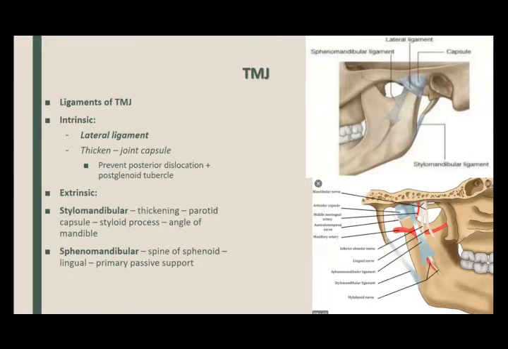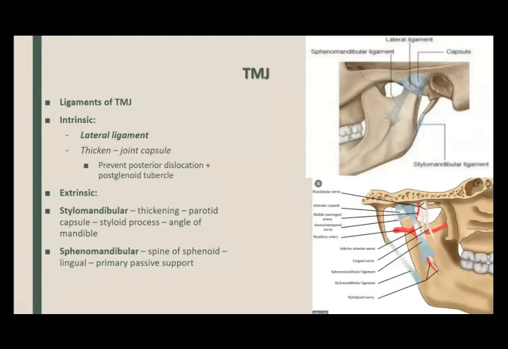दूसरे एक्सट्रिंसिक लिगामेंट्स हैं, ये स्टाइलोमैंडिबुलर, ये स्टाइलर प्रोसेस है ना बेटे, this is the styloid process, this is the angle of the mandible. So this ligament extends from the styloid process to the angle of the mandible. यहाँ पे देख लीजिए, this is the styloid process, this is the angle of the mandible. So this is the stylomandibular ligament. This is simply a thickening of the posterior part of the capsule of parotid gland. So capsule of the parotid gland की जो posterior layer है, that thickens to form this ligament.